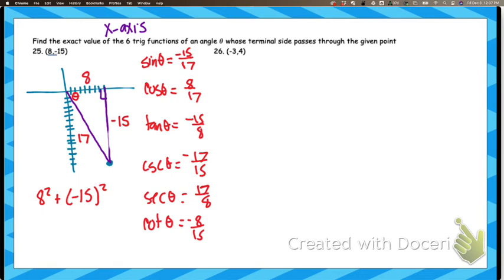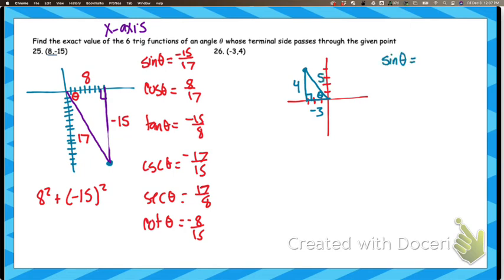So last one like this, we'll go ahead and plot negative 3, 4. We're going to plot our point, connect it to the x-axis to get our triangle. Theta goes next to the x-axis. I went left 3, so the negative is down there this time. I went up 4. Pythagorean theorem, this is one of your triples. Your hypotenuse is 5. And then we just find our values.